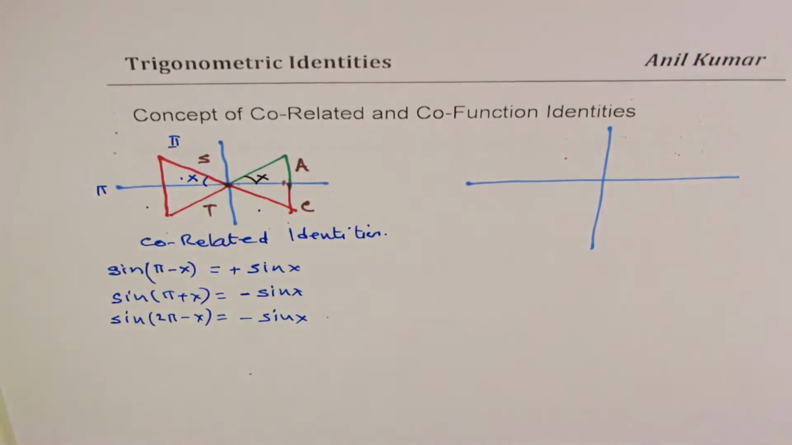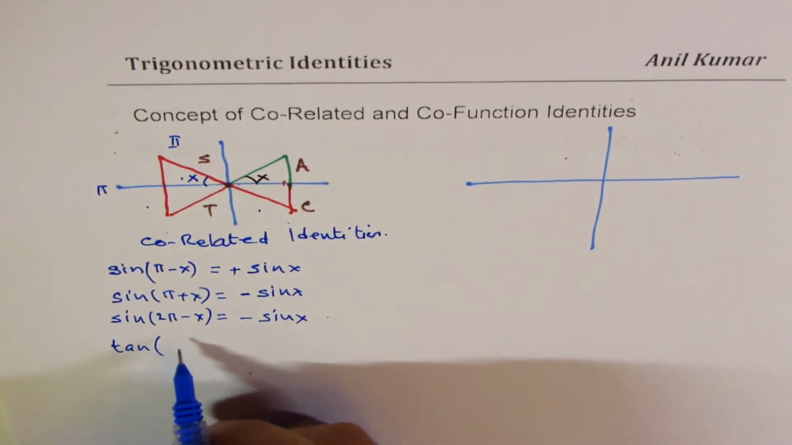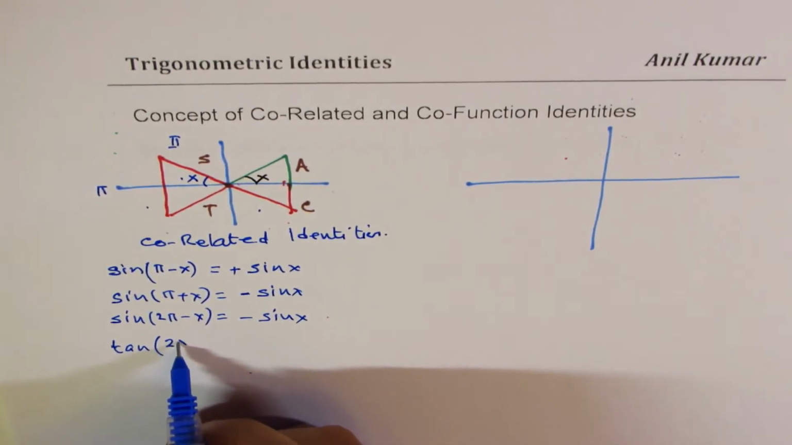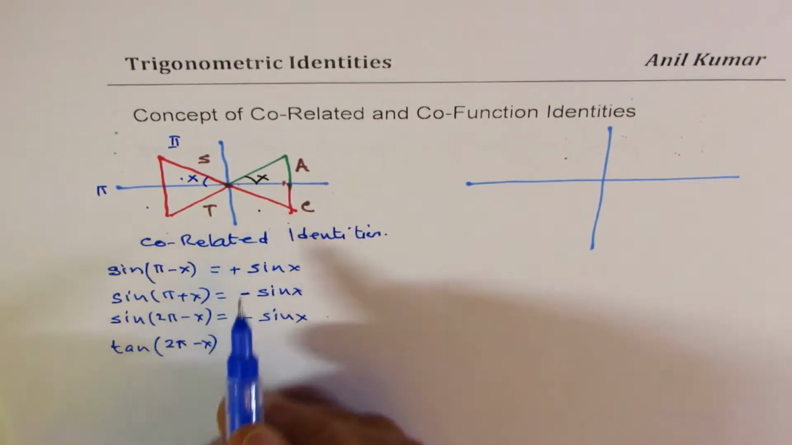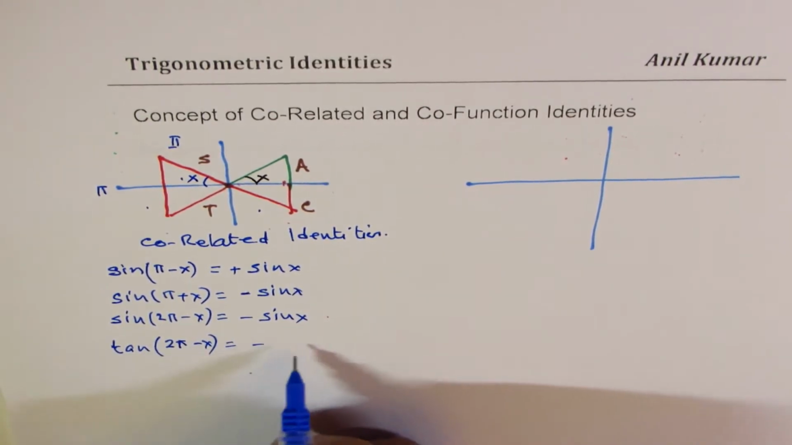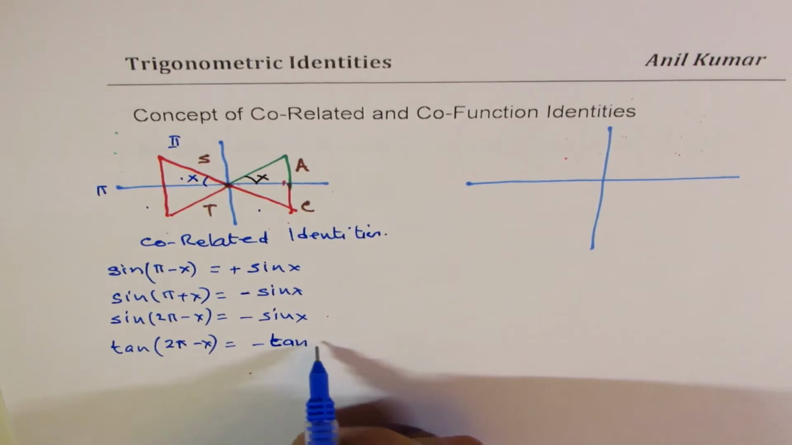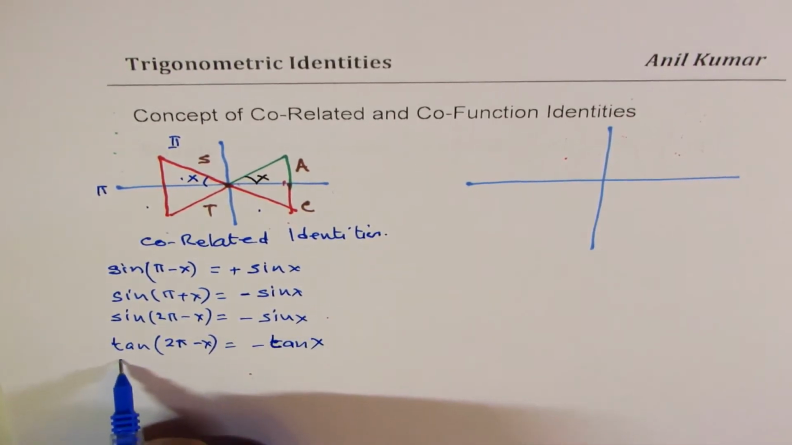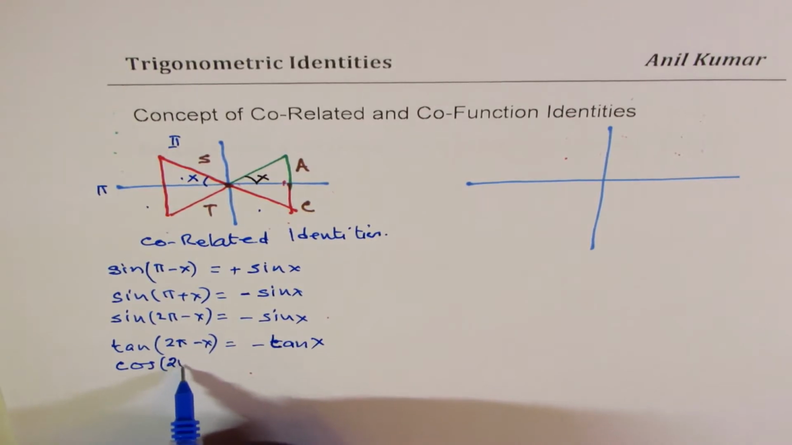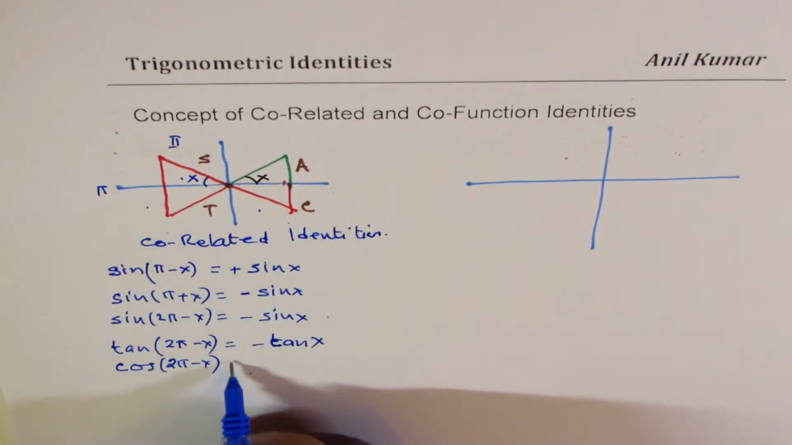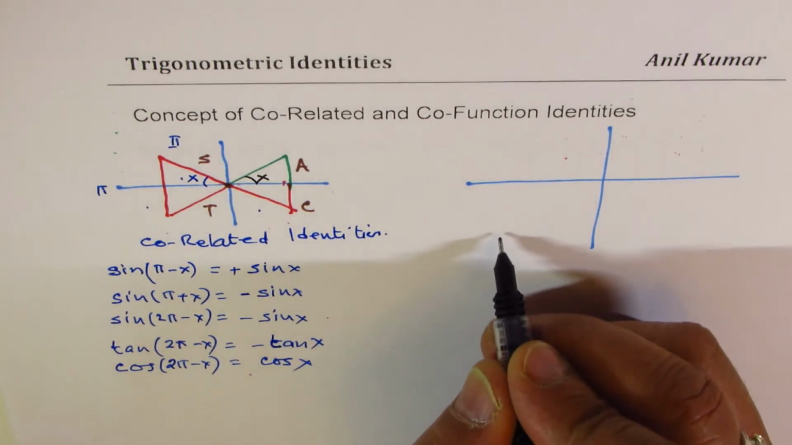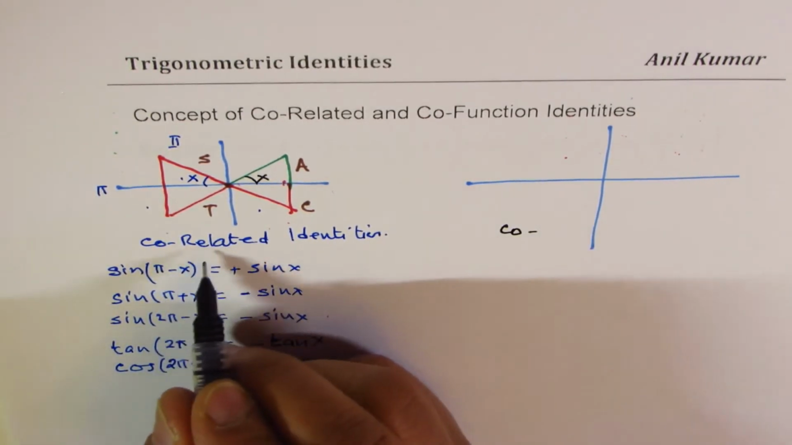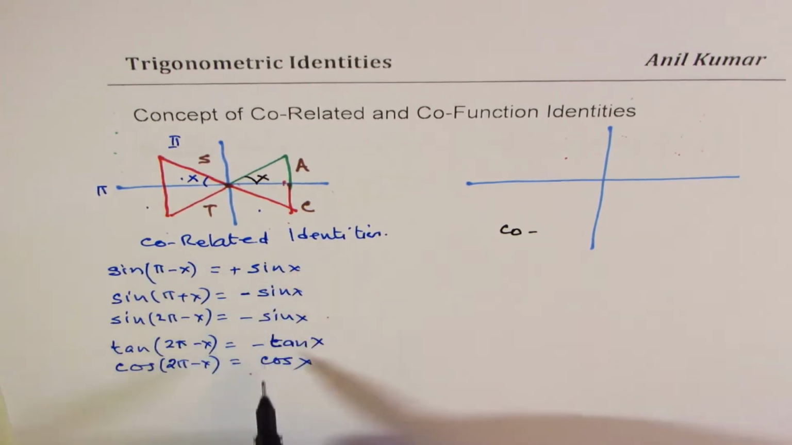Likewise, you can write all your identities. Let me write a few for tan. So if I have tan, let's say, 2 pi minus x, again we are in quadrant 4, right? We are in quadrant 4, where tan is negative, so it is negative tan x, correct? However, if I write cos of 2 pi minus x, in quadrant 4 cos is positive, so that will remain positive cos x. Do you get an idea? So these are the correlated identities which we learned.